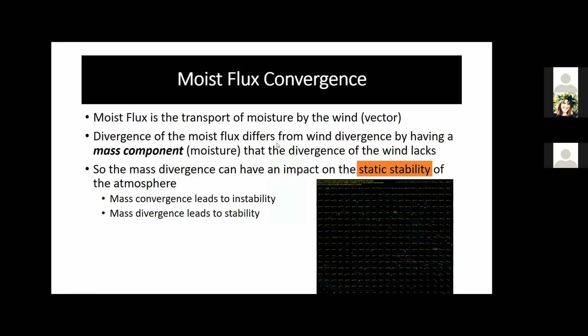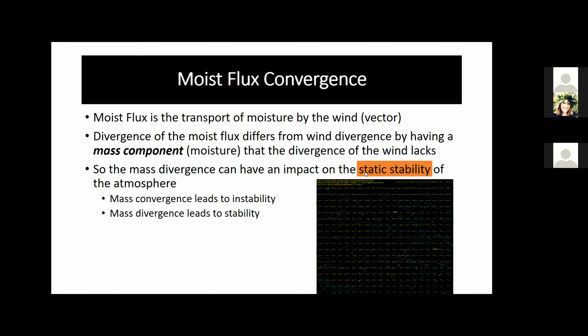Now, something that Jose and I have identified with doing forecasting in the Caribbean basin is the importance of the moist flux convergence. Now, this is not just low-level divergence or wind divergence or convergence. This has to do with the transport of moisture and the divergence of the transport of moisture. One of the reasons why this is important is because when you do the moist flux divergence, you're taking into account a mass component that has an impact on the static stability of the atmosphere.